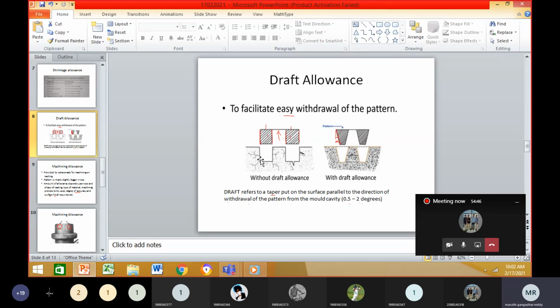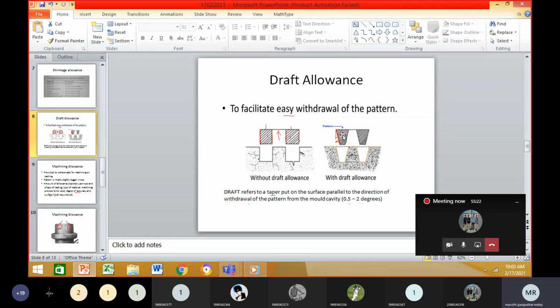Are you able to see the screen? In the first photograph, can you see the cracks here? Are you able to see the cracks? In the second figure, are there cracks? No, sir. Why are there no cracks in the second figure? You have to observe carefully why the cracks are noted in the first figure and not in the second. What is the difference between these two patterns? If you understand that, then we can easily answer what is draft allowance.